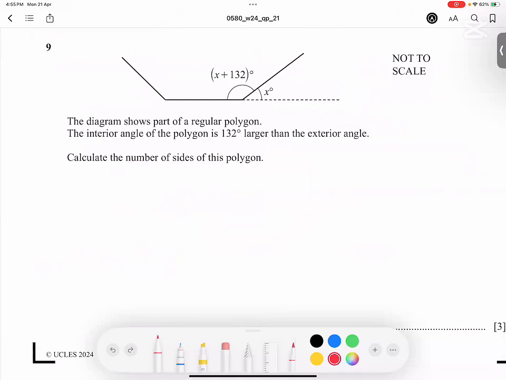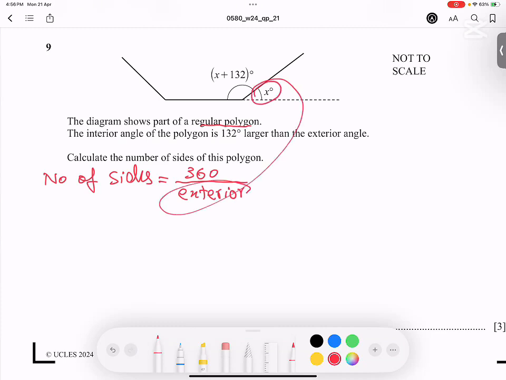Okay, come back. So this is a straight line. What is it asking for? It is a regular polygon, and we have an interior angle of 132. It's larger than the exterior angle. We have to find the number of sides. So basically, we have a formula for the number of sides, which you have to memorize. The formula is 360 divided by each exterior angle. Now the problem is, do we have the exterior angle? No, it is unknown. Actually, this x is called the exterior angle, for your knowledge, and this is called the interior.